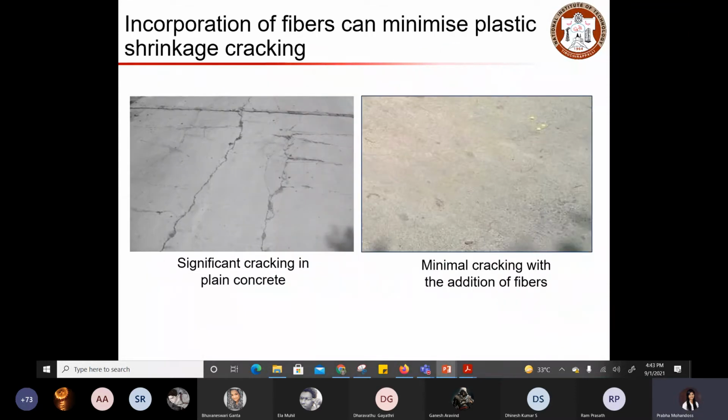shrinkage issue. So you can see the differences between the concrete which has fibers and the concrete which doesn't have fibers. When you use plain concrete, especially for pavements which have large surface area exposed to environment, you can observe such types of plastic shrinkage issue on the surface. When you have fibers in your concrete, that will help you to arrest the cracks and reduce the cracks when it is exposed. So you can minimize your plastic shrinkage cracking when you use fibers in concrete.